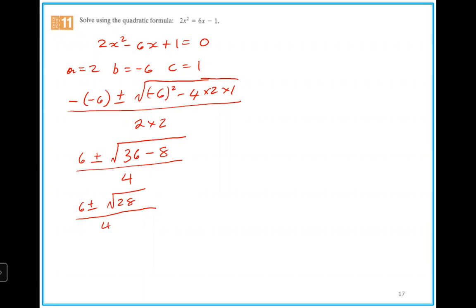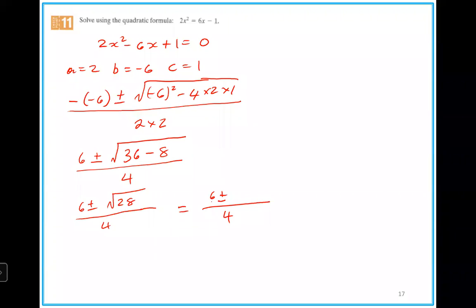All right, so can we simplify this further? We can. The square root of 28. Can you simplify the square root of 28? Well, it's not a perfect square. Right. So because it's not a perfect square, we could still find a perfect square that could divide 28, 6 plus or minus. What perfect square could divide 28?